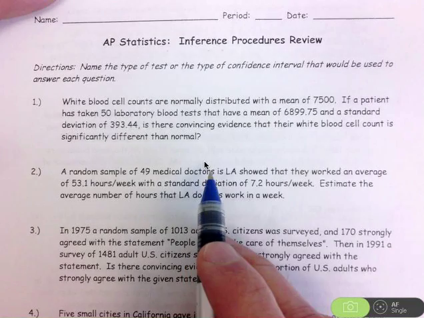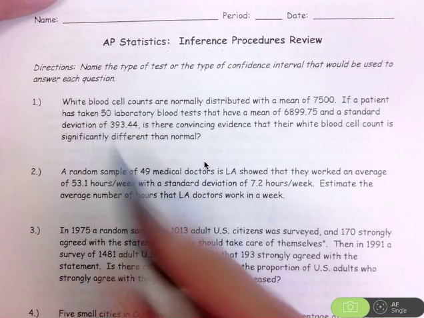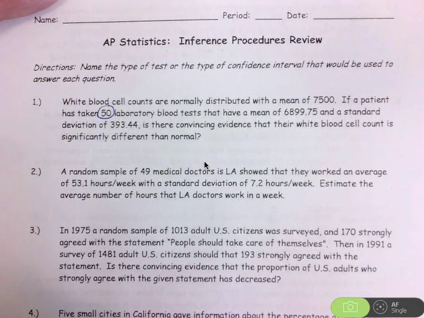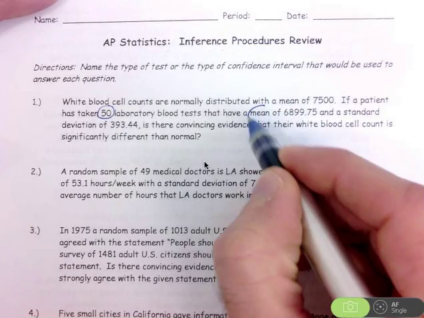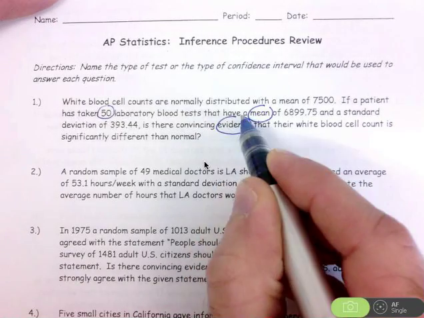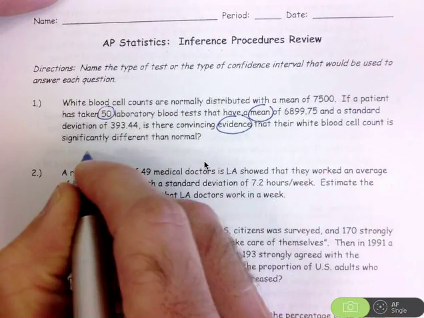In this first question, we have one sample of 50 laboratory blood tests. And this is a question about a mean. So this is a hypothesis test because we are looking for evidence. So this is a t-test.